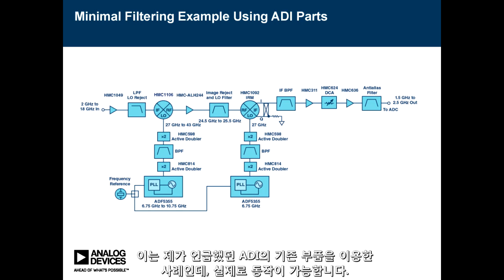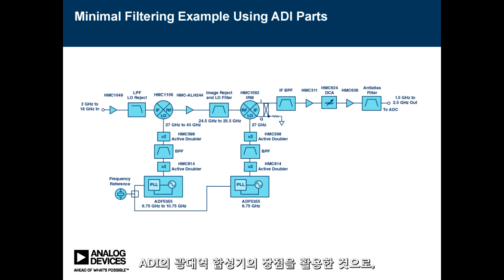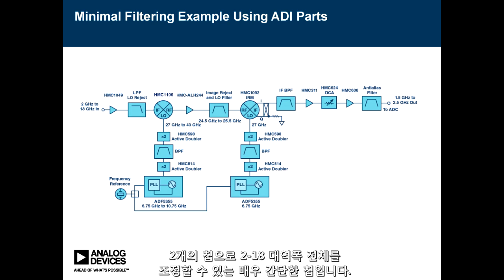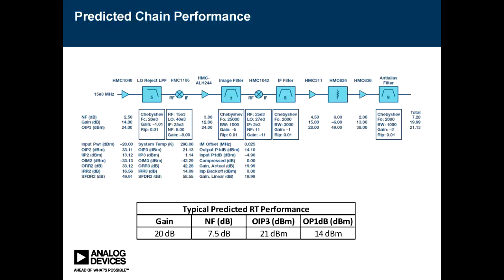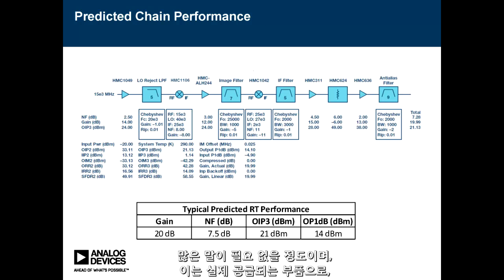This is an example of what I just talked about, using existing ADI parts. This is something that's real. It'll work, and it takes advantage of the ADI broadband synthesizers, which are very simple chips that will allow you to tune the entire 2 to 18 band with this with 2 chips. So there's not much to say about this except that these are all real parts.